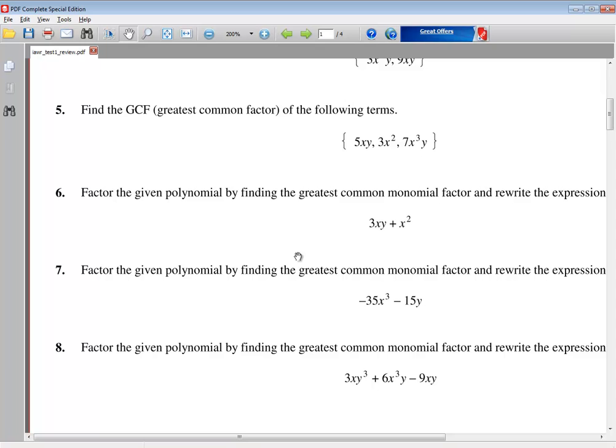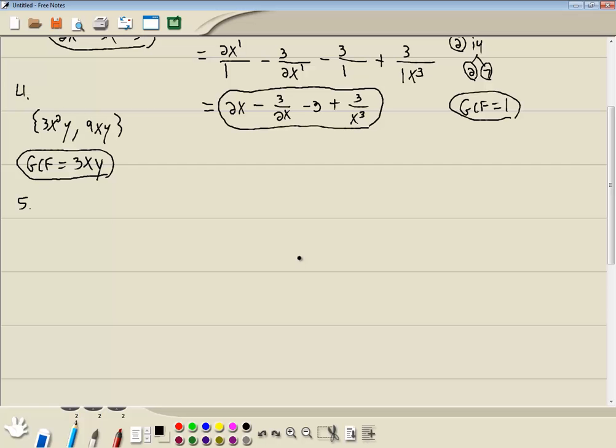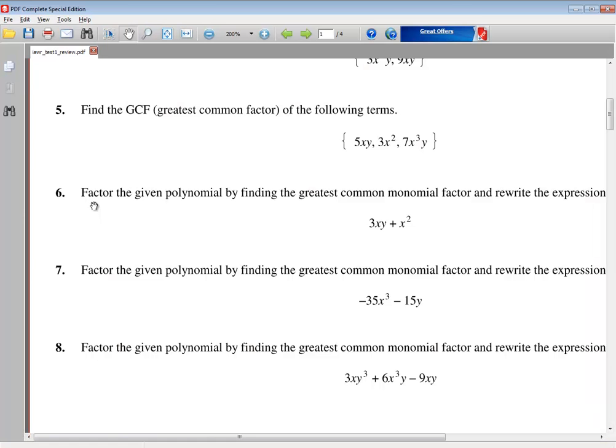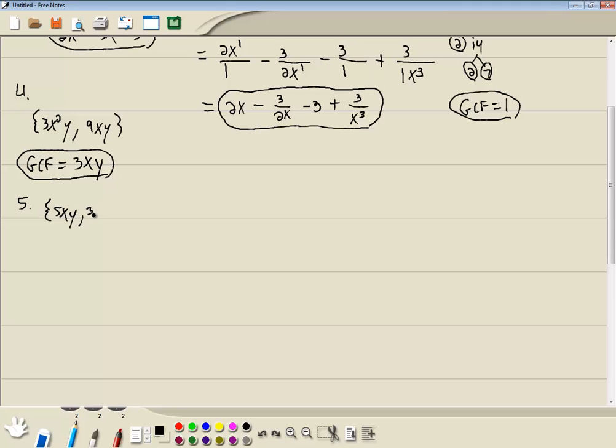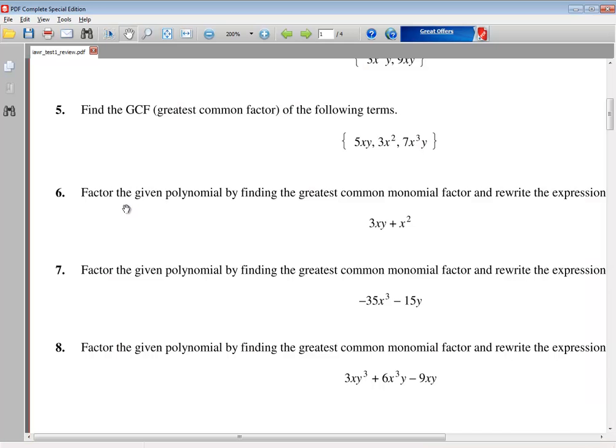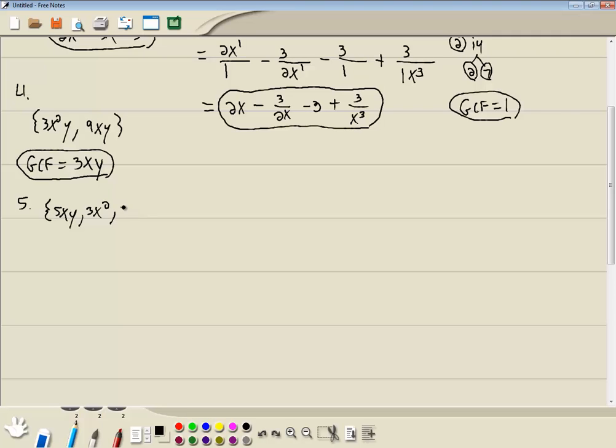Okay. Number 5. We got 5xy. We got 3x squared. And we got 7x to the third y. First off, let's start with our numbers. We got 5, 3, and 7. The largest number that divides all those would be 1, so that's nothing really. Now the x's. Here we have x to the first, x squared, x to the third. It's always the one with the smallest exponent, so it'll be x to the first or x.